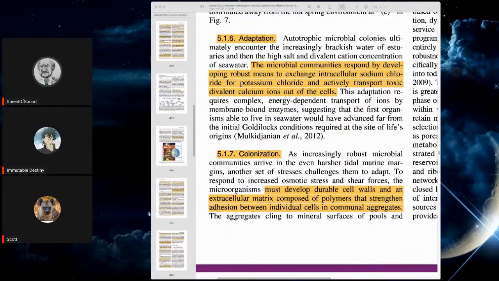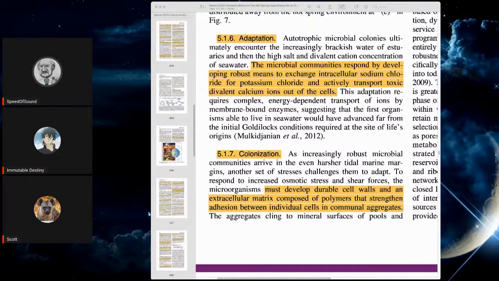Autotrophic microbial colonies ultimately encounter the increasingly brackish water of the estuaries and then the high salt and divalent cation concentrations of seawater. The microbial communities respond by developing robust means to exchange intracellular sodium chloride for potassium chloride and actively transport toxic divalent calcium ions out of the cells.